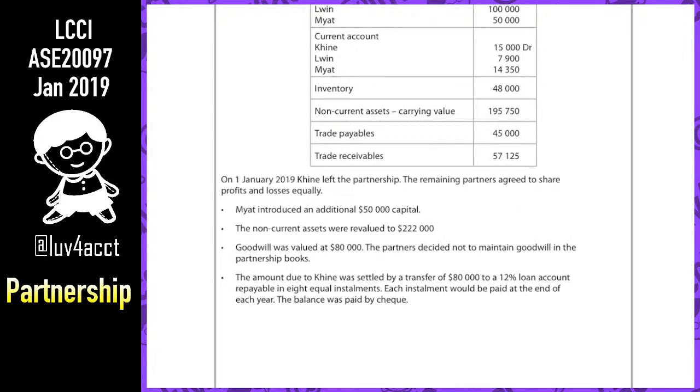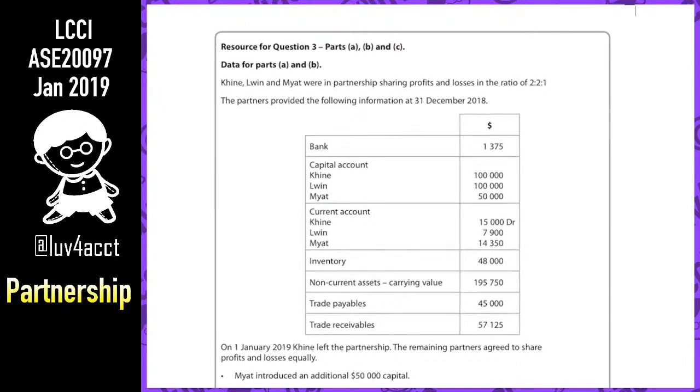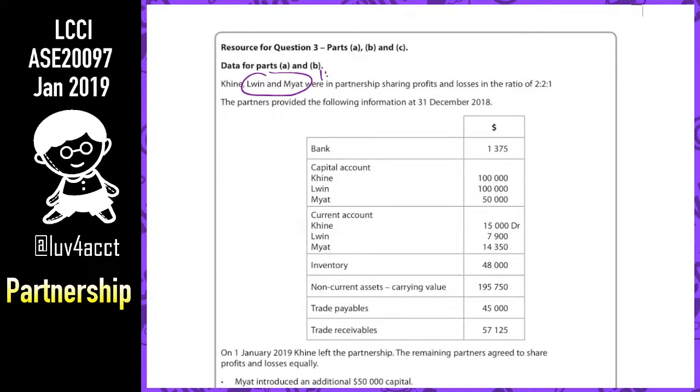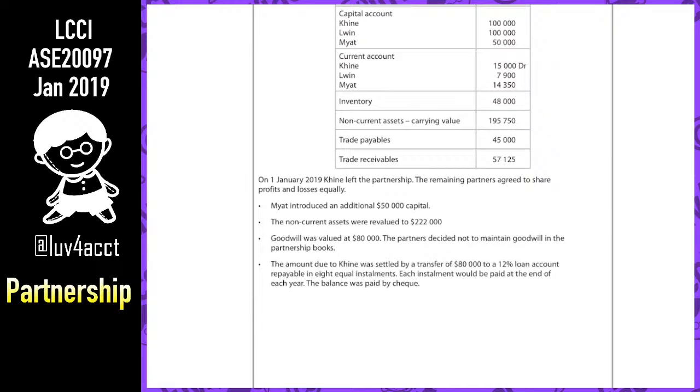We have a change in the partnership on the 1st of January. Kind left the partnership. The remaining partners agreed to share the profit and losses equally. Originally, it's Kind, Lv and Met, 2 to 2 to 1. Now, when only Lv and Met are left, they are going to share equally. So there is a significant change then.